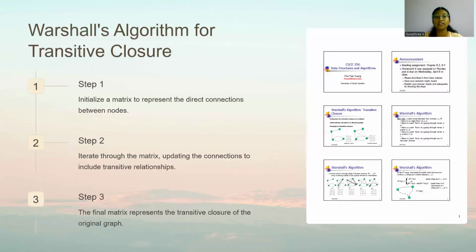Moving on to Warshall's algorithm for transitive closure. Here are the different steps followed in Warshall's algorithm. The first thing is to initialize a matrix to represent the direct connections between the nodes. Step 2 is to iterate through the matrix, updating the connections to include transitive relationships. Step 3 is the final matrix that will represent the transitive closure of the original graph.